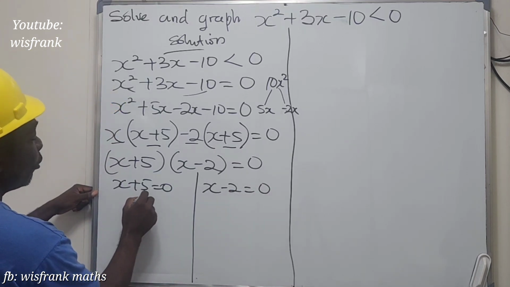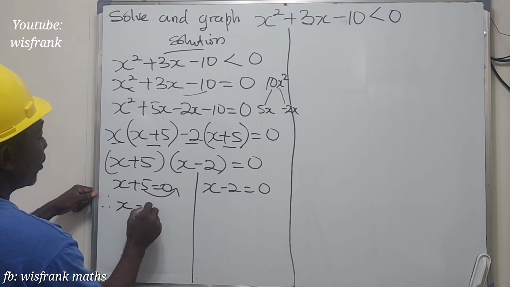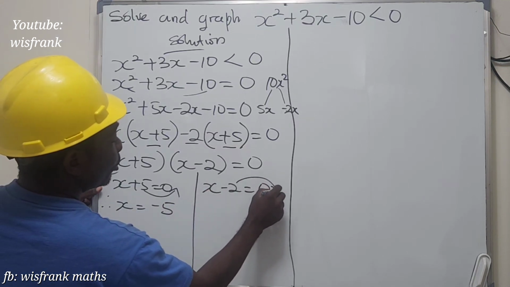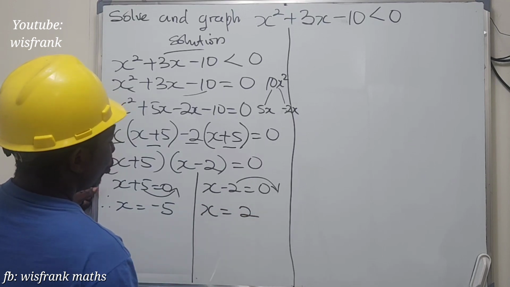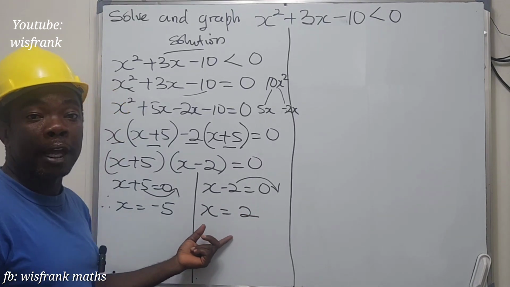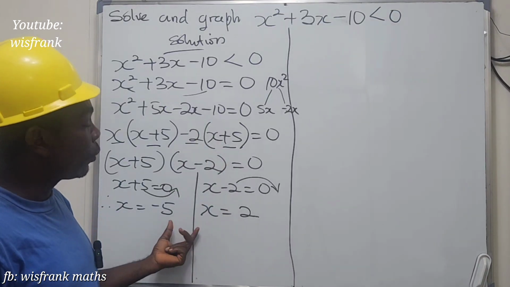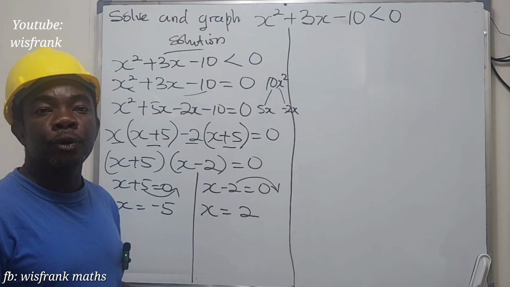In this case, 5 will be transposed to the other side. Therefore, we have x equals minus 5. And in the other one, the 2 will be transposed to the other side. We have x equals 2. So these are the two values of x, the two roots of this equation. And we are going to use this to plot a graph for us to see where this root lies.